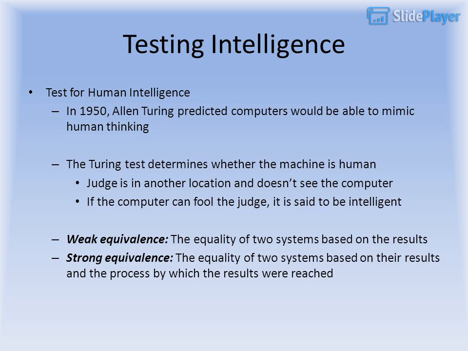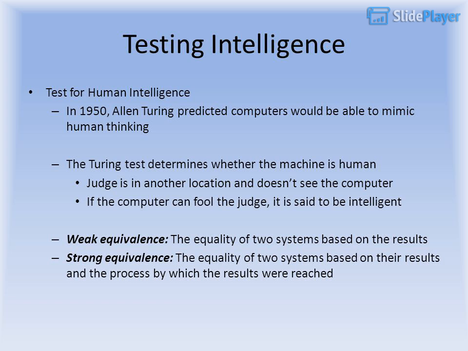Testing intelligence: a test for human intelligence. In 1950, Alan Turing predicted computers would be able to mimic human thinking. The Turing test determines whether the machine is human. The judge is in another location and doesn't see the computer. If the computer can fool the judge, it is said to be intelligent.